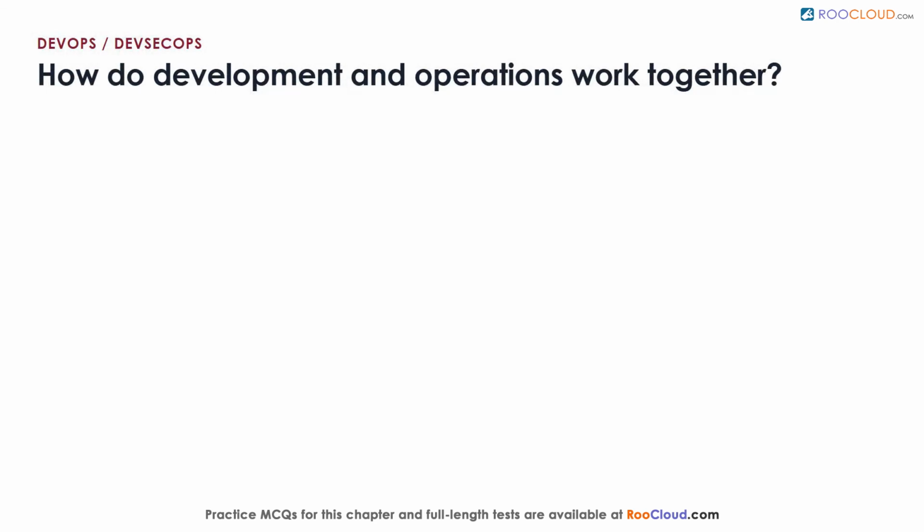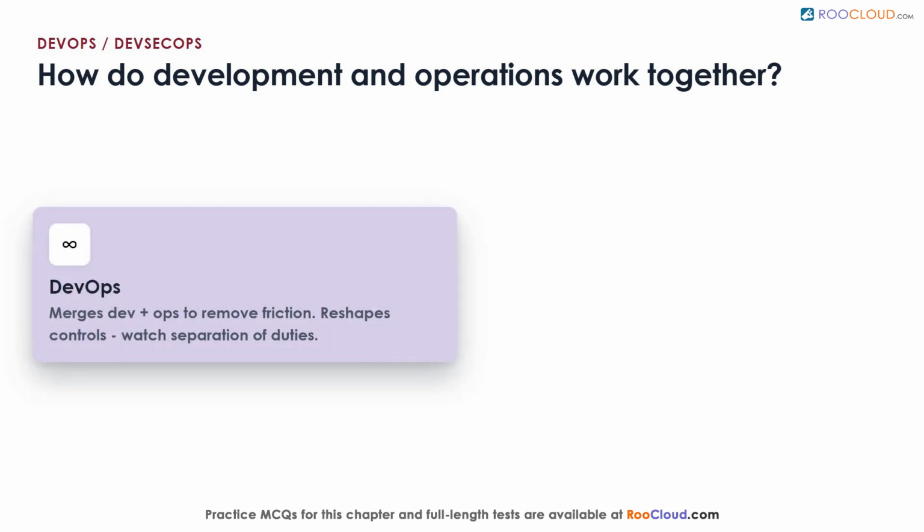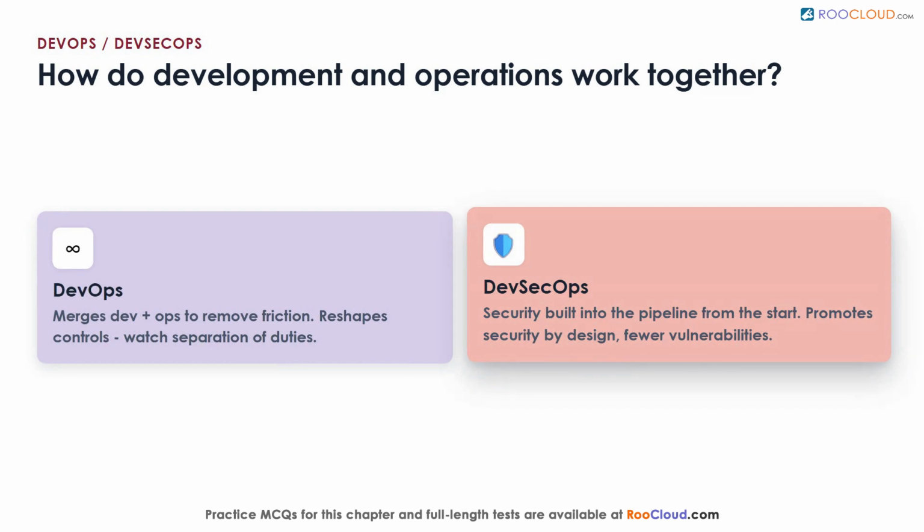How do development and operations work together? That's the idea behind DevOps. It merges development and operations to remove friction. That brings benefits, but it also reshapes your controls. So watch separation of duties closely. DevSecOps goes further. It builds security into the pipeline from the start. That promotes security by design and fewer vulnerabilities.